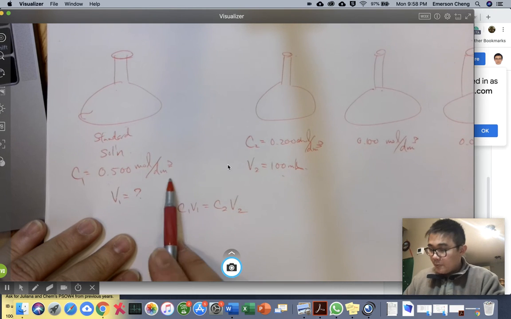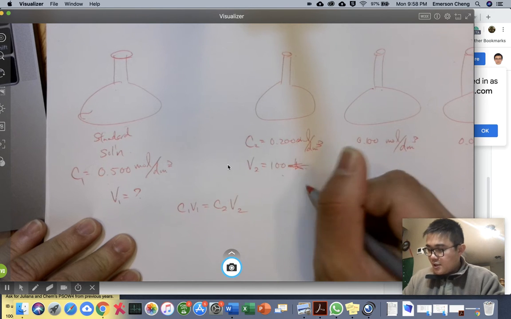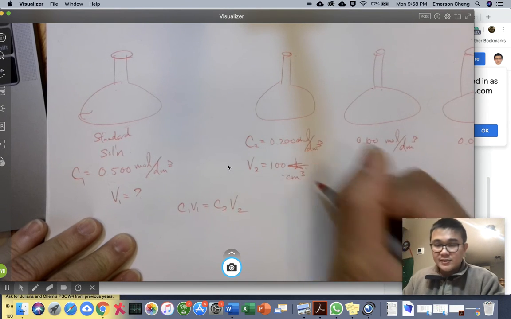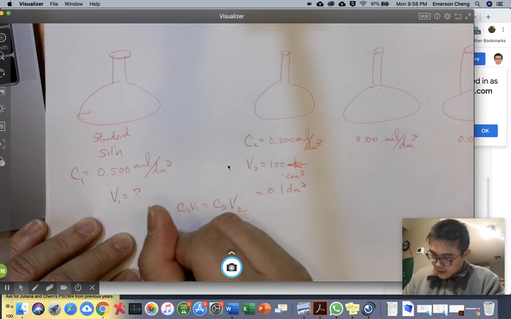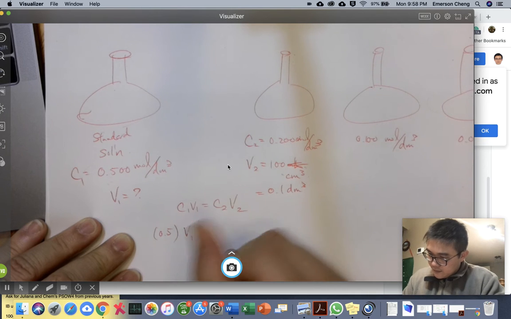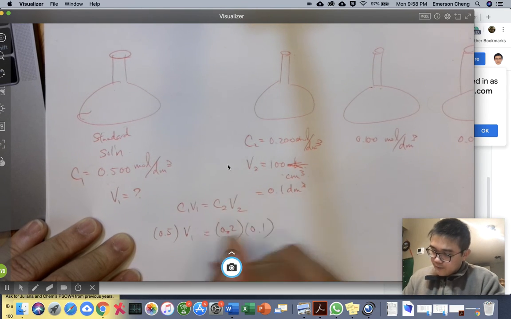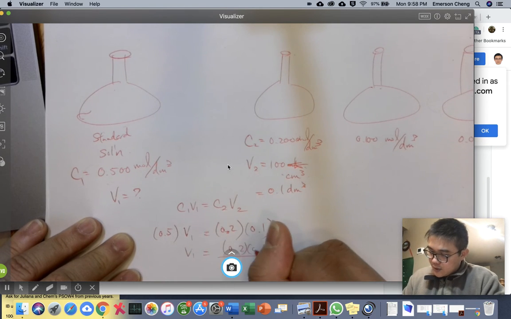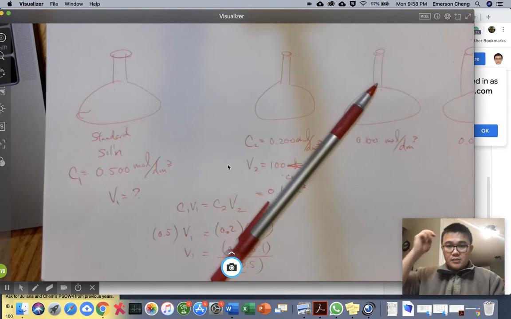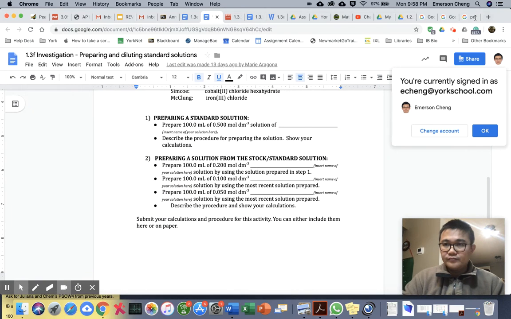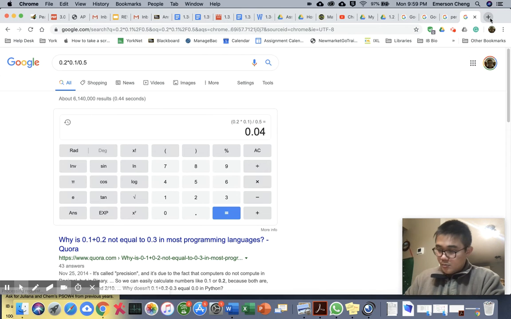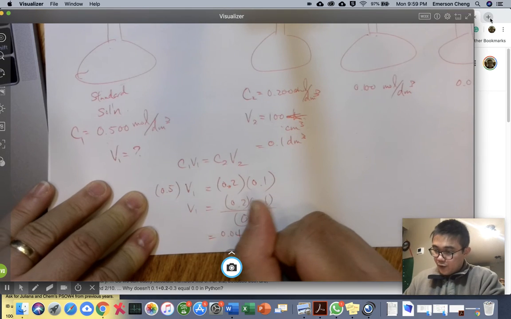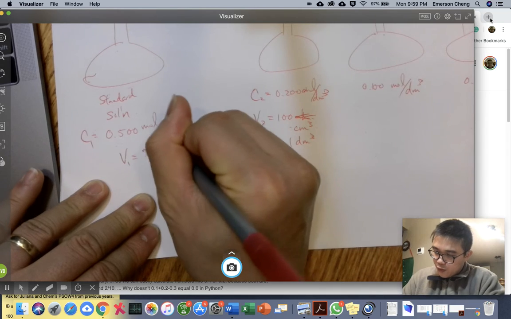Now it's good practice, because this concentration is in decimeter cube, to change the volume too. I know I put mL, but we're in IB, so cm cube. So convert this to decimeter cube, which is 0.1 decimeter cube. So in this case, 0.5 times V1 equals 0.2 times 0.1. So V1 equals 0.2 times 0.1 divided by 0.5. That should give me 0.04. So 0.04 decimeter cube. So I know that I need to use 0.04 decimeter cube.